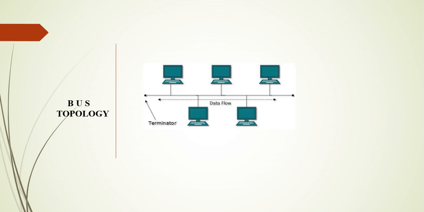Bus topology is mainly suitable for small networks such as LANs. Data is only sent in one direction, and a terminator removes the data from the communication line when it reaches the end, to prevent signal bounce and interruptions in data flow.